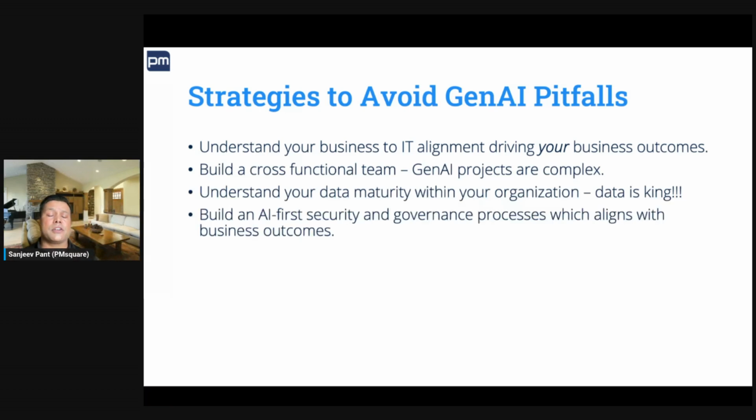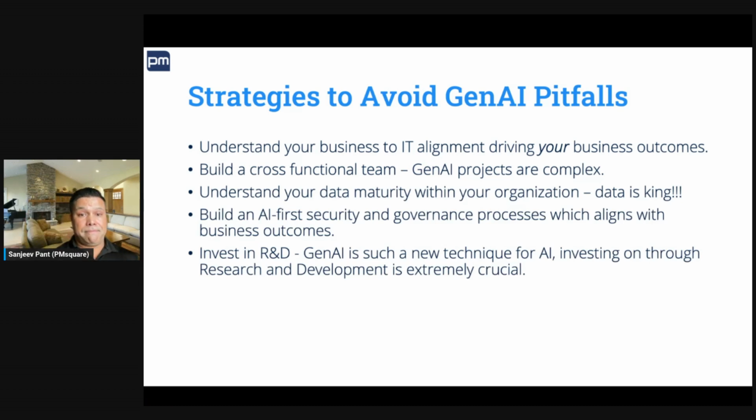Build AI-first security and governance processes which align with business outcomes. It's a no-brainer. Everyone knows that security is paramount, and security and governance together will make your projects move much faster. What this really means at the ground level is engaging your security consultants and your chief information security officer early and often. That is the right thing to do, and that would be a better alignment.